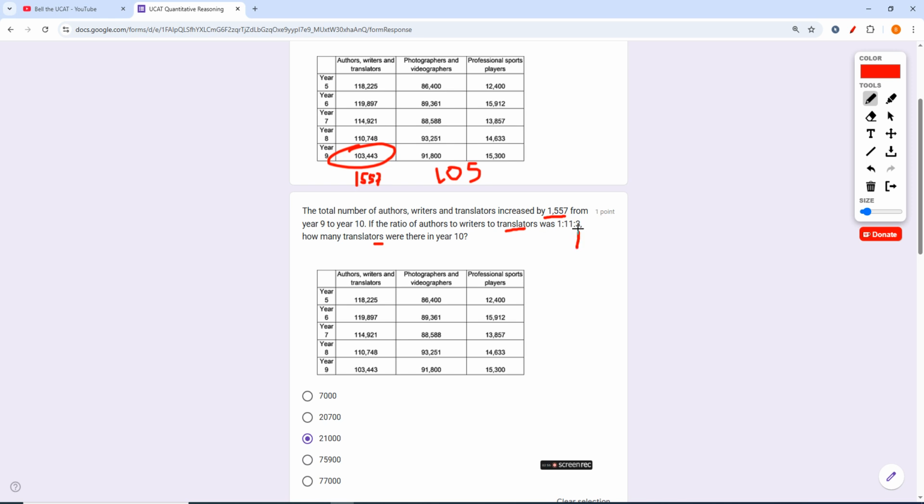Translators, that means I'm looking at the last number, 3. So I will do 3 over 15, which in your head simplifies to 1 over 5. You would have pulled out your calculator, 1 over 5 times 105, and so on, 21. Bang, there you go. Alternatively, if you know 3 over 15 is 1 over 5, anytime you need to divide by 5, double the numerator.